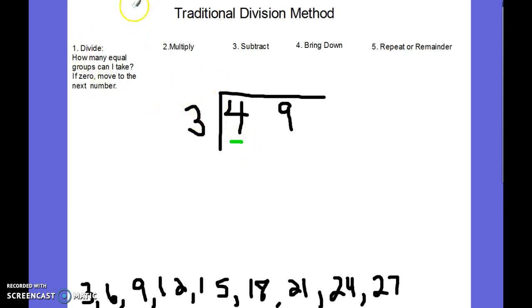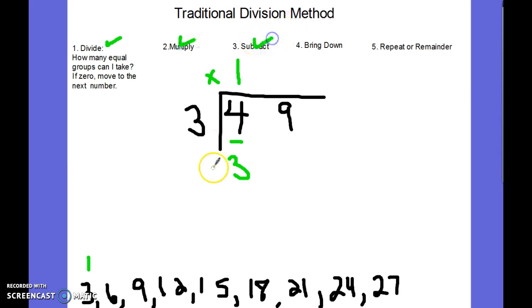We're going to divide 4 divided by 3. So there's one group of 3 that goes into 4. 2 groups would be too many because 6 is more than 4. So we're going to put our 1 here. So now we've divided. Now we're going to multiply 1 times 3. 1 times 3 gives me 3. So I'm putting 3 here.